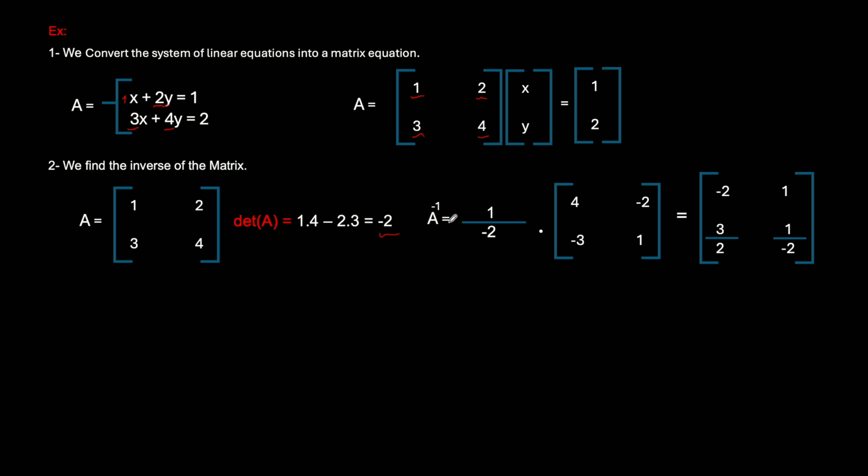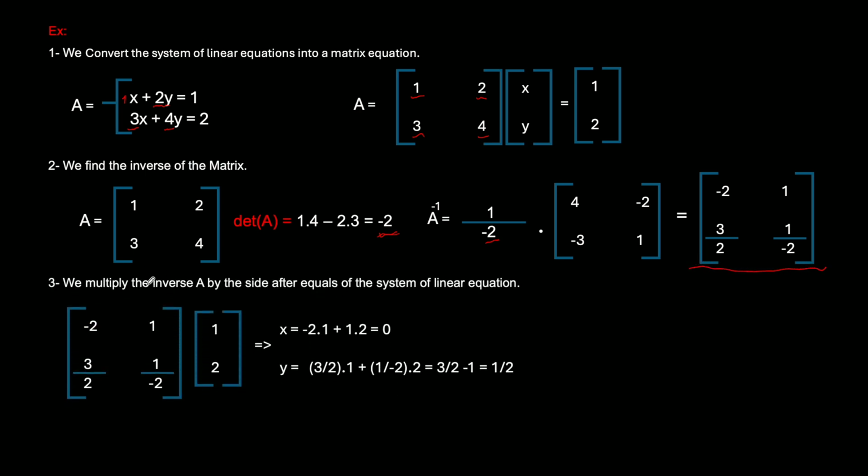We continue. A inverse is equal to 1 over the determinant -2, okay? Multiplied by, we swap between 1 and 4. So we got 4 here and 1 here, and we multiply 2 by minus and 3 by minus, so we get here -2 and -3. Then we do the multiplication. 1 over -2 multiplied by 4, we get -2. 1 over -2 multiplied by -3, we get 3 over 2, and 1 over -2 multiplied by -2, we get 1. Finally, 1 over -2 multiplied by 1, we get 1 over -2. Okay? So this is our inverse.